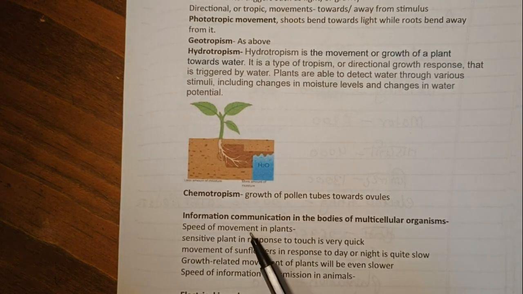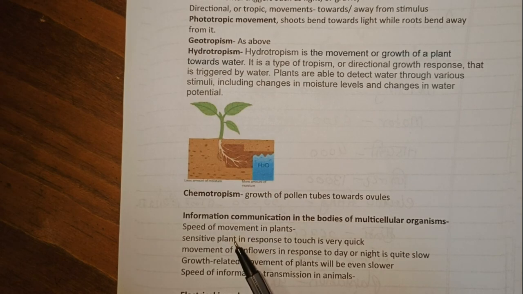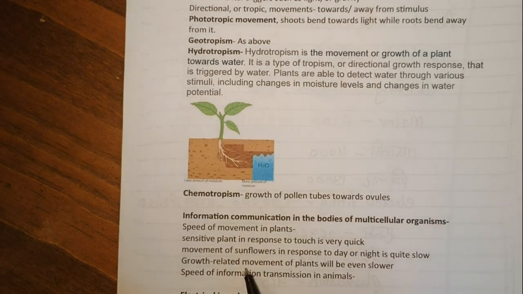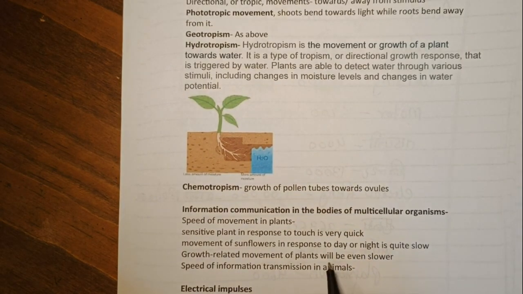Now, the speed of the movement that takes place in plants is variable. In a sensitive plant or touch-me-not plant of the mimosa family, the response to touch is quite quick. I've just shown you the video. But the movement of a sunflower in response to day or night is slow. And growth related movements of plants are even slower.